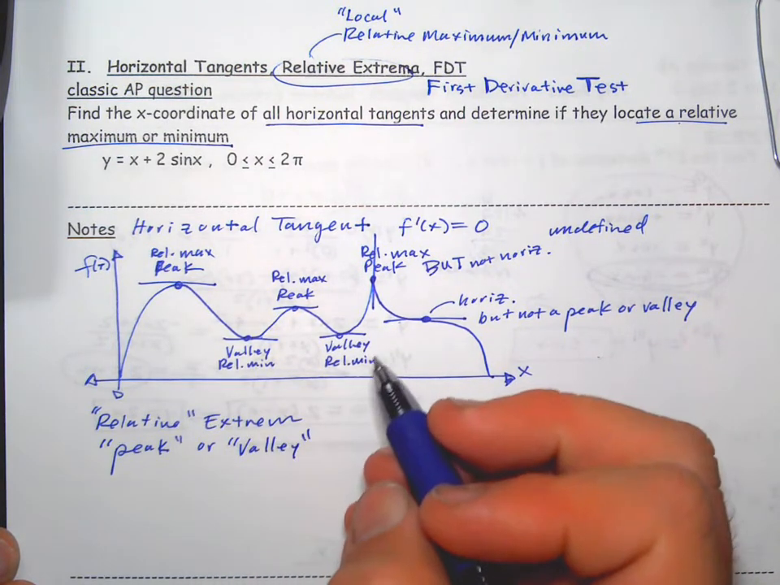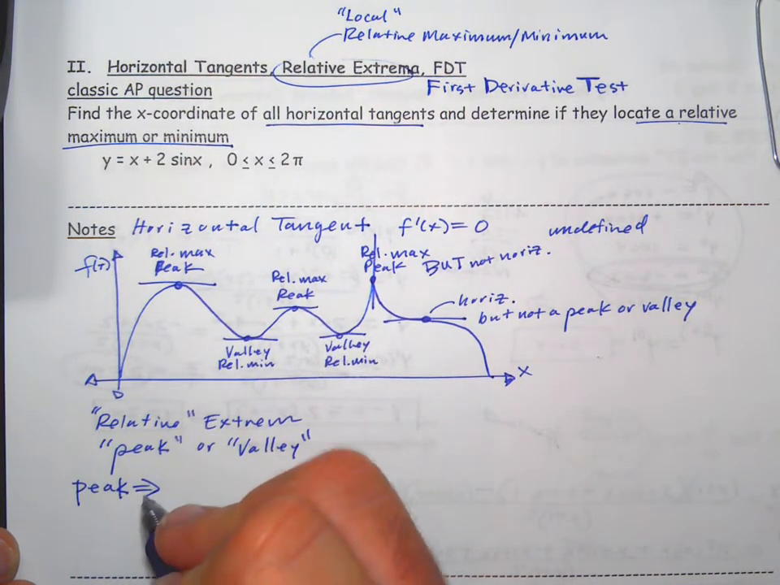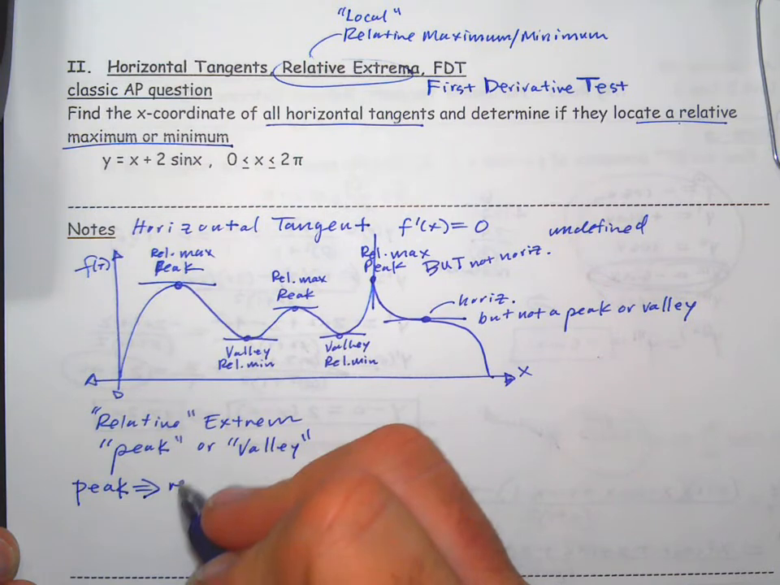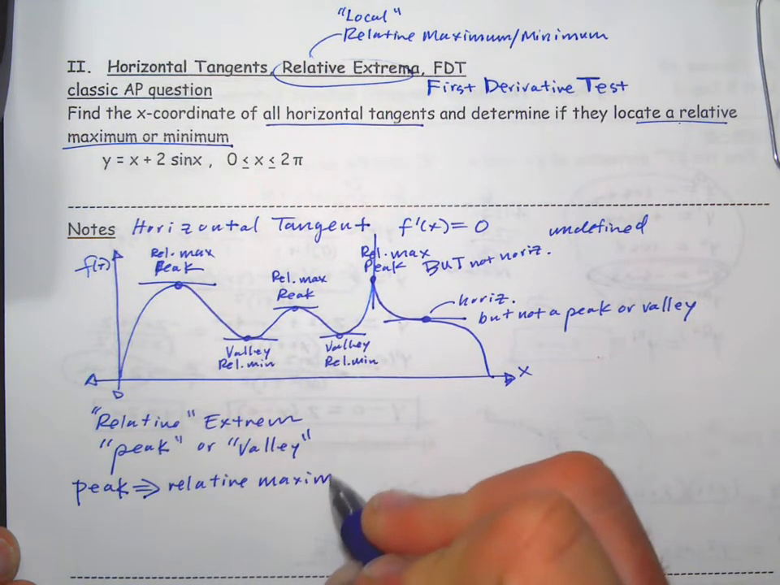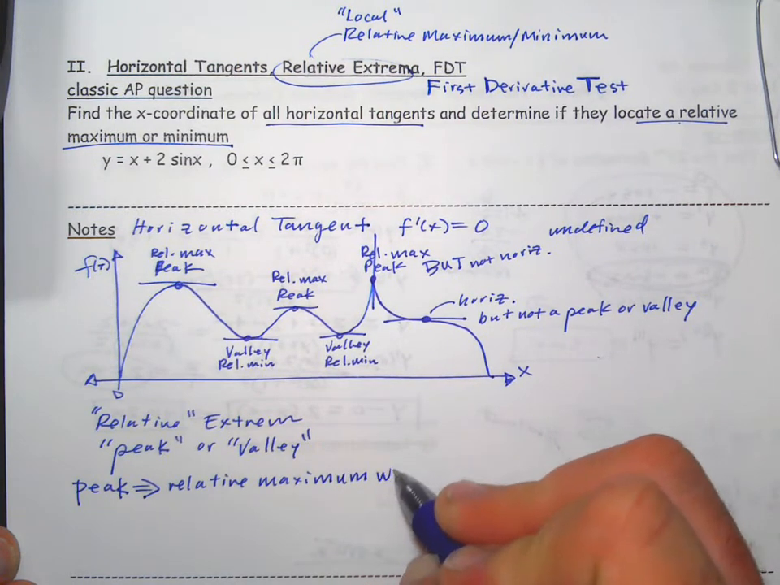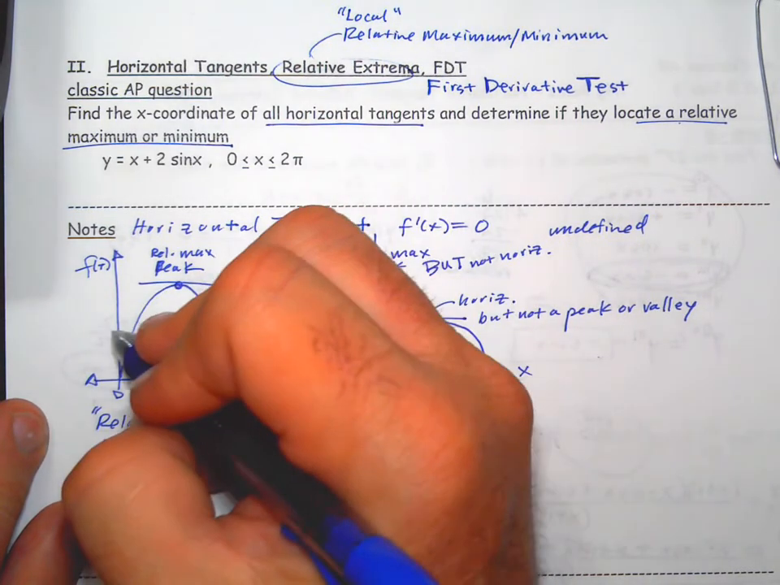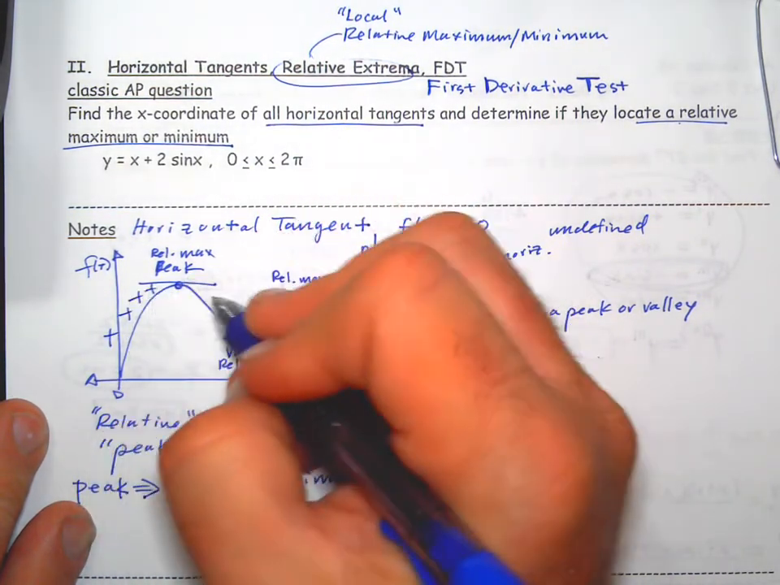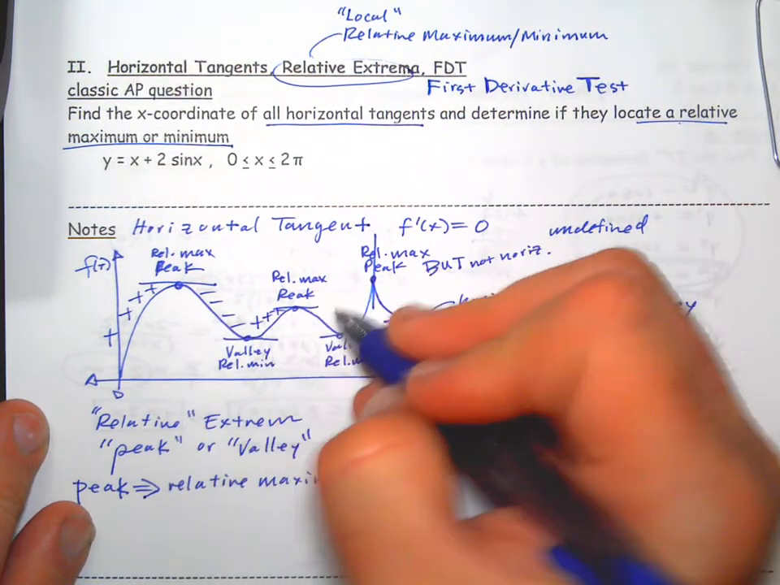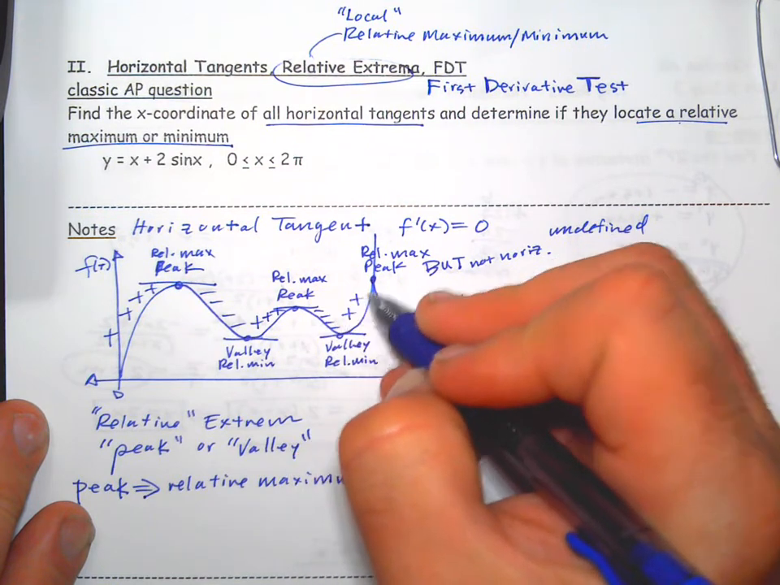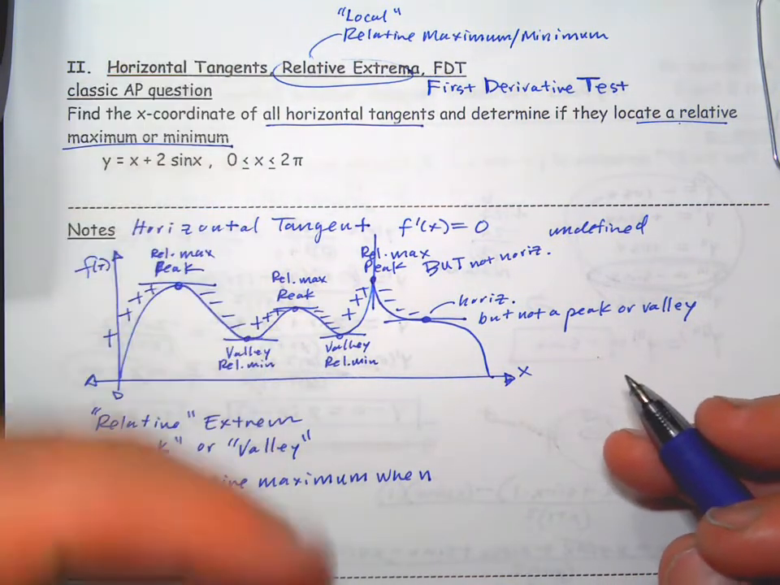Okay? And so how do we do this if we don't have a picture? A peak is a relative maximum, and it happens when, let's check this out. A peak is going to have positive slopes on the left, negative slopes on the right. All the time. If it's going from up to down, you had to be at the top of something.